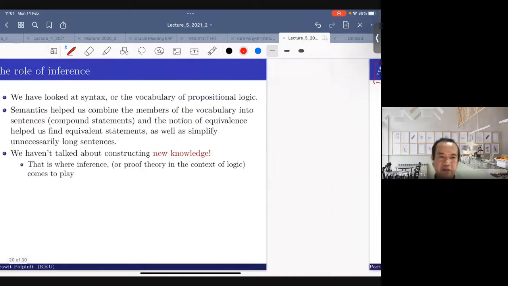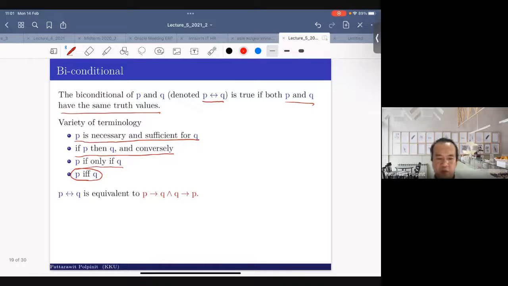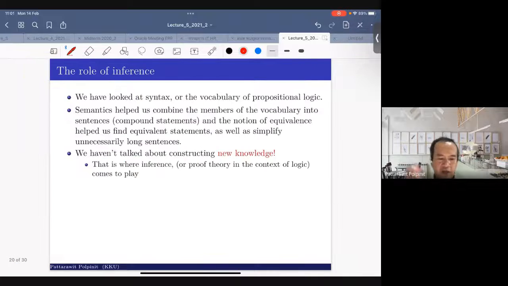Any questions so far? Okay, no questions so far. So I'm going to take a break here and set up a quiz, and then we can come back to do the last part of this slide, which is rules of inference. Let me just stop sharing here.